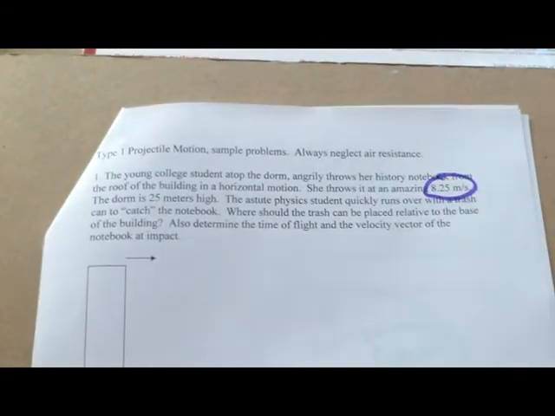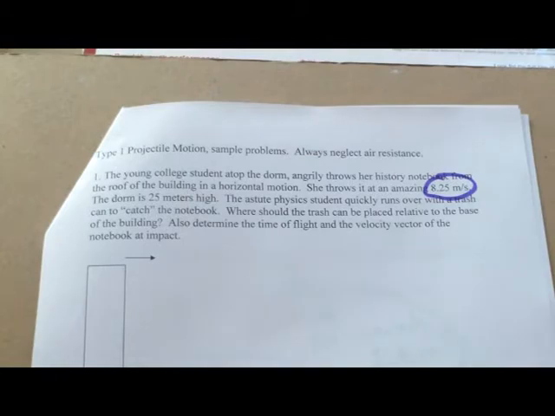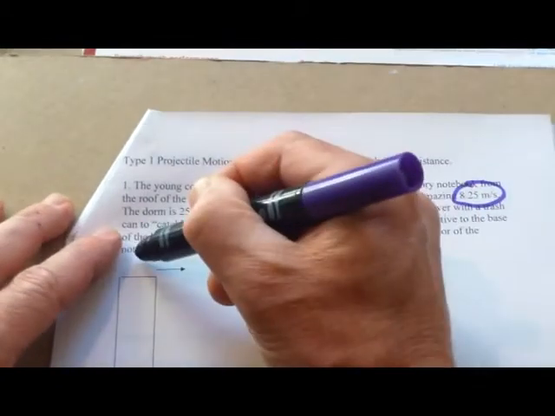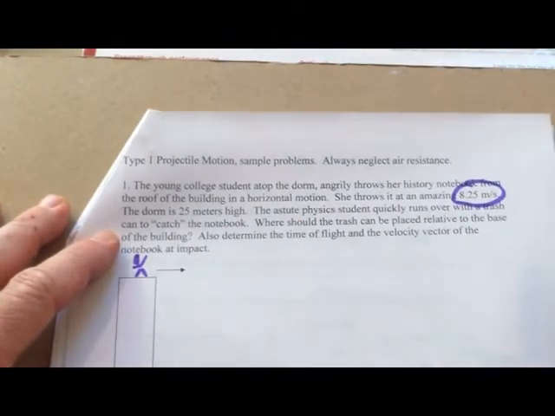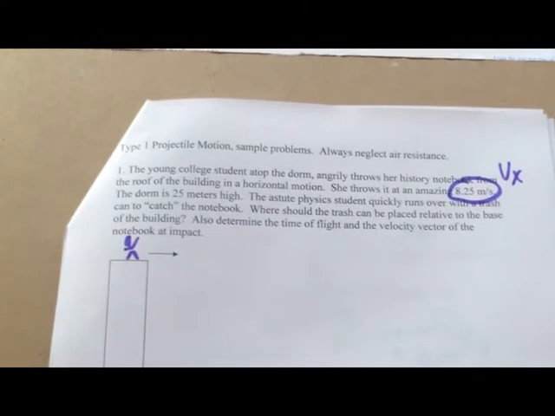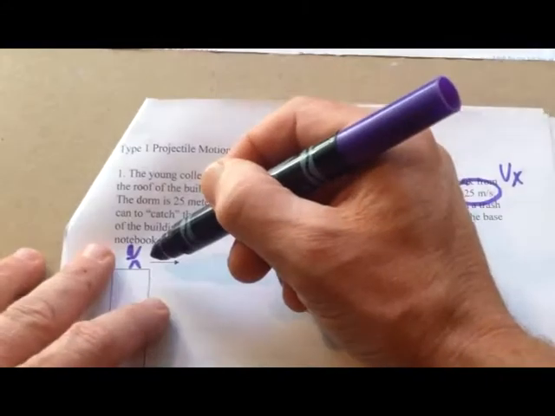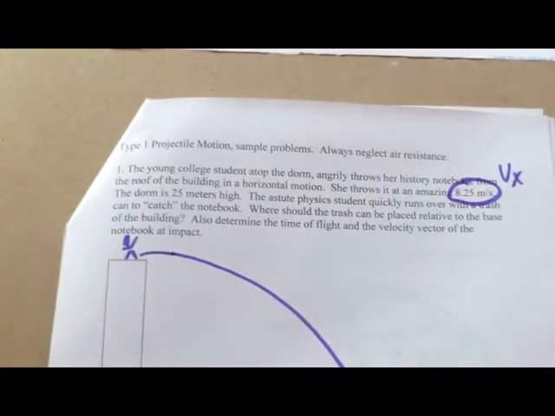So now let's think about that 8.25. What exactly is that? She's throwing the notebook at that speed. Look at the units, meters per second. But she's throwing it off in a horizontal motion. So she's up here on the dorms and she's throwing that notebook off. So this really represents a V sub x. Okay, so we've got this trajectory kind of like this.